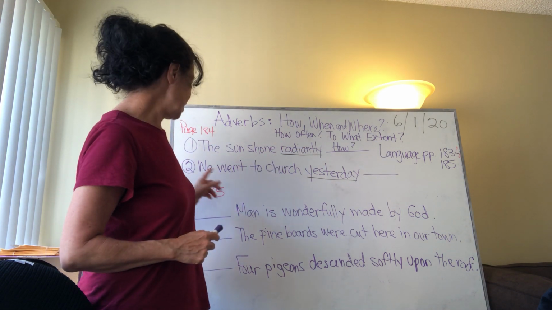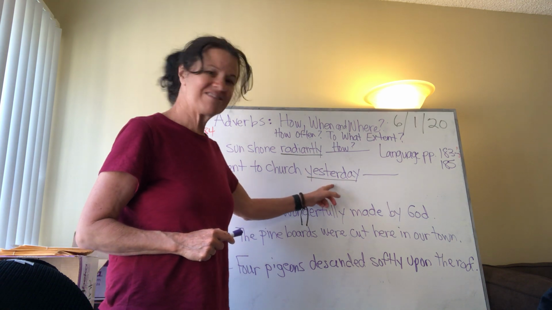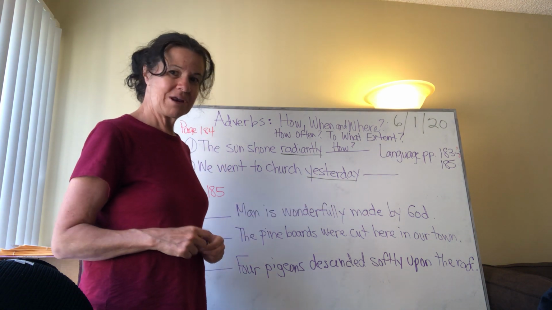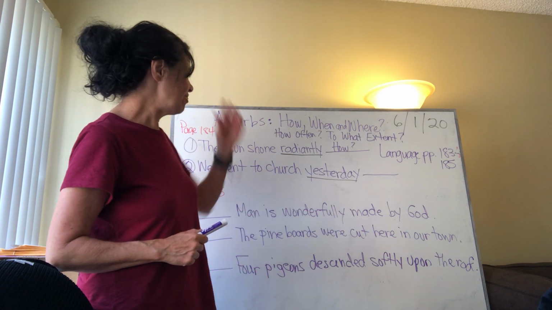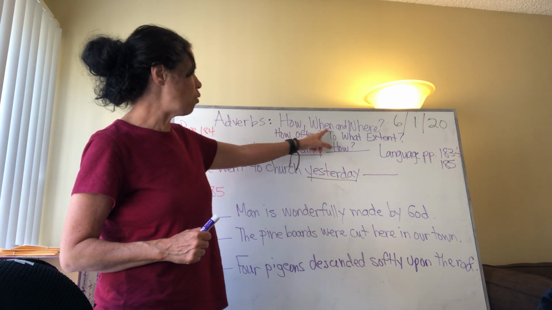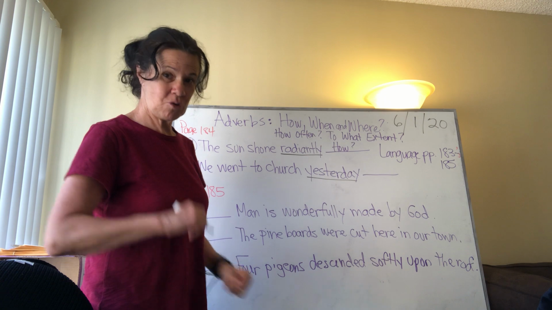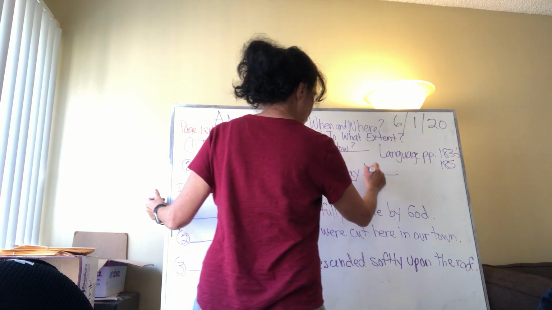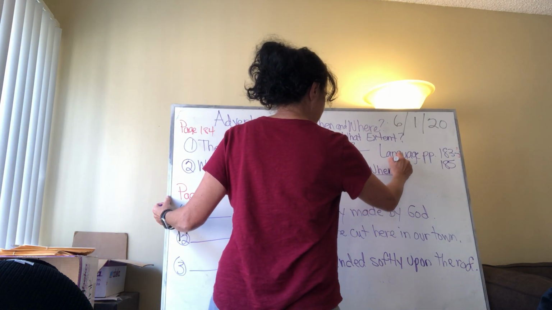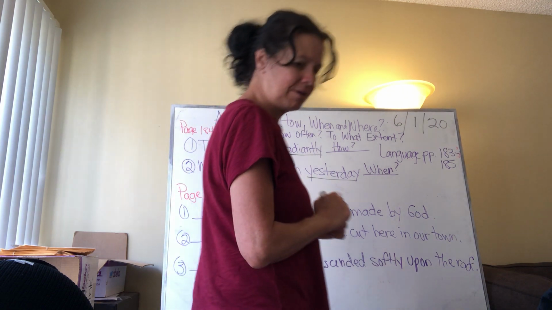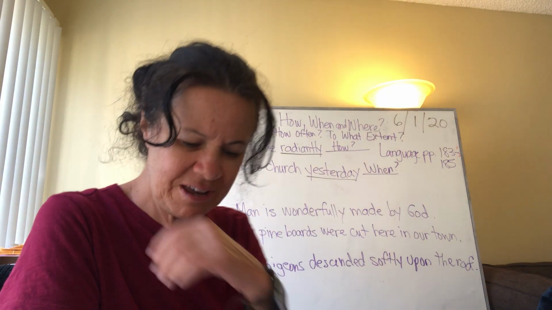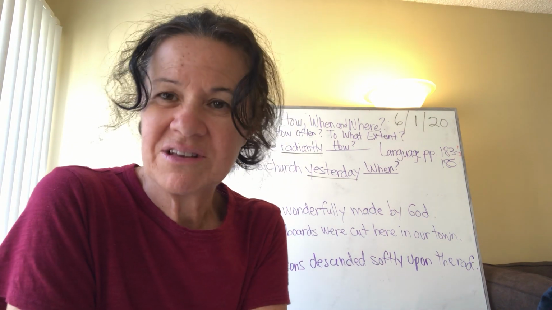Okay? The next one, we went to church yesterday. Yesterday is your word in italics. And that answers the question how, when, where, how often, or to what extent. That answers the question when. So you would write when in the blank with a question mark. Okay? So all you're doing in numbers 1 through 10 is you're writing which question it's asking.